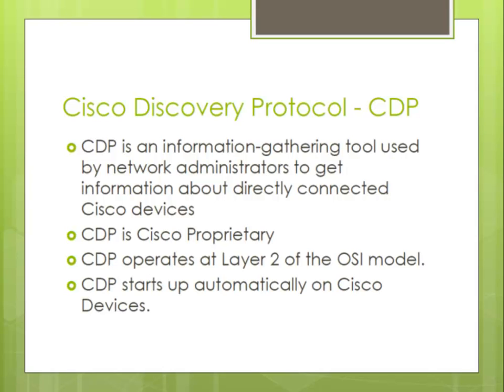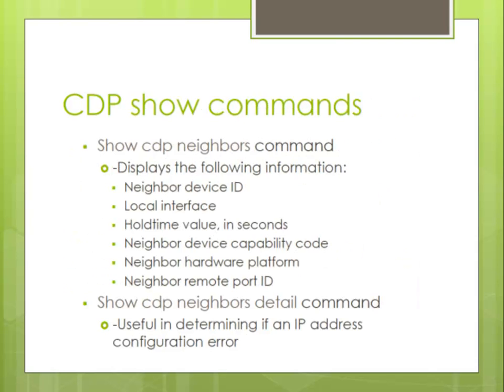CDP does operate at layer 2, or the data link layer of the OSI model, and it will start up automatically on Cisco devices. To view the information that CDP collects, there's two different commands you can use. The first one is the show CDP neighbors command. This will display the following information: the neighbor device ID, the local interface, hold down time value in seconds, the neighbor device compatibility code, such as if it's a switch or a router, neighbor hardware platform, the neighbor remote port ID. The show CDP neighbors detail command will give you that information plus a little bit more.